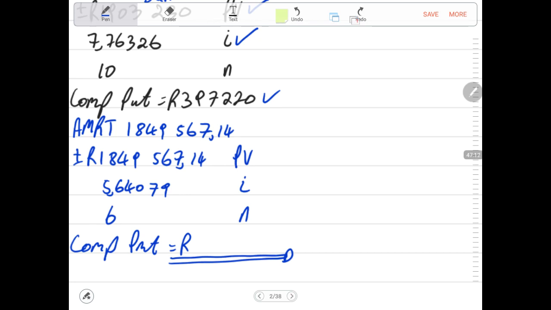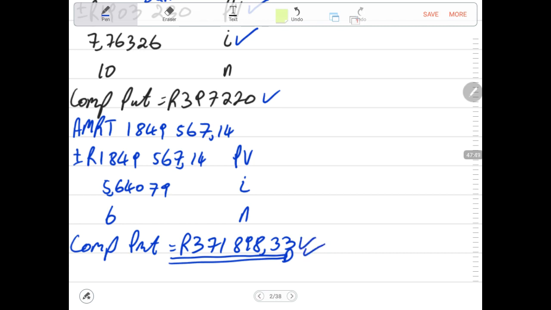5.64079 is our interest, 6 is our N. Then we compute the PMT: 371,898 rand 33 cents. So this becomes our PMT, 371,898.33. So this will be your final answer.